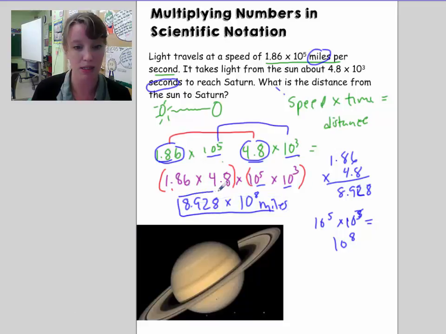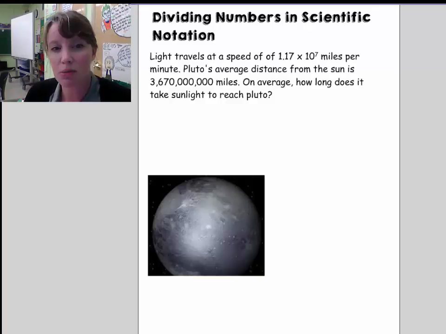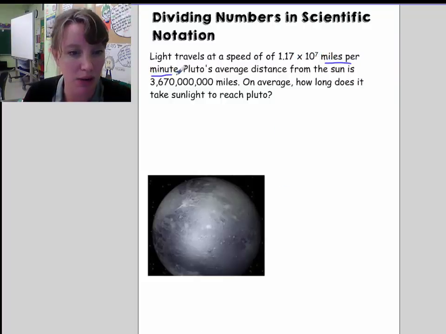Okay, so that is the answer to my question. Okay, if we want to talk about dividing numbers in scientific notation, then we can think about this word problem. Light travels at a speed of 1.17 times 10 to the 7th. This is in miles per minute now, not miles per second. And Pluto's average distance from the sun is this many miles. On average, how long does it take the sunlight to reach Pluto?